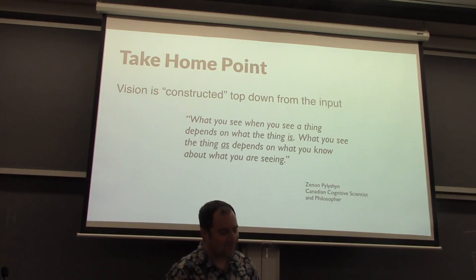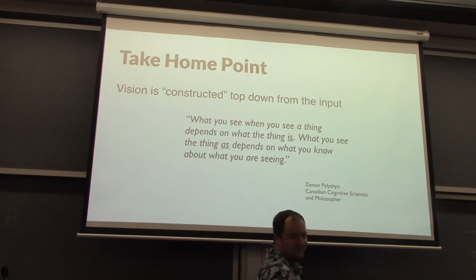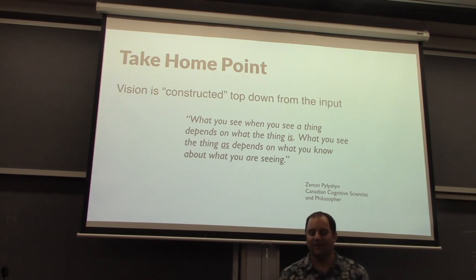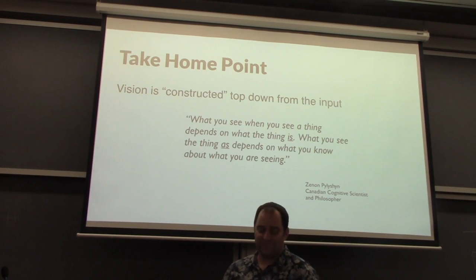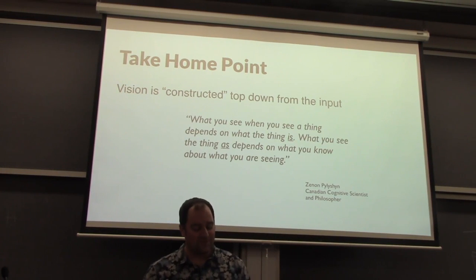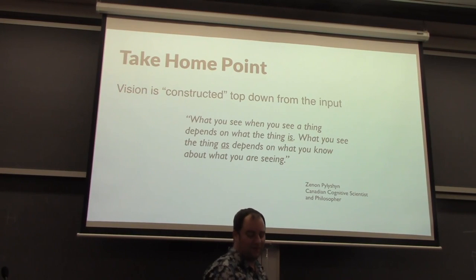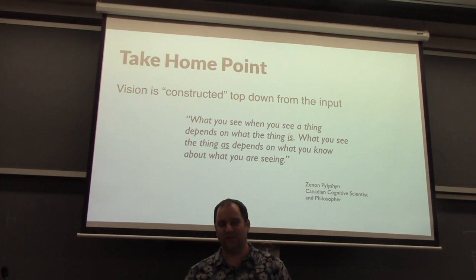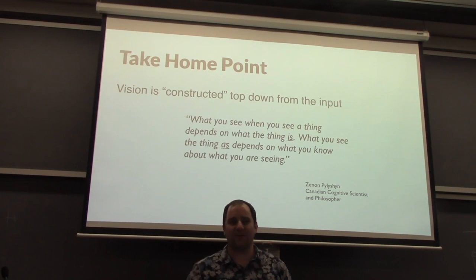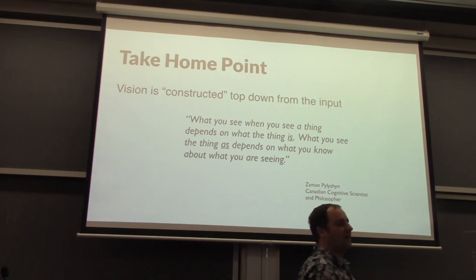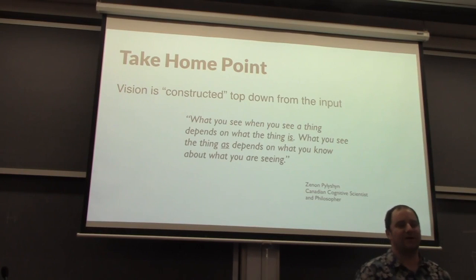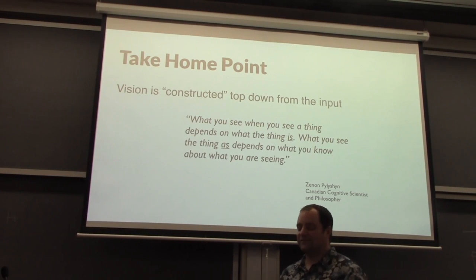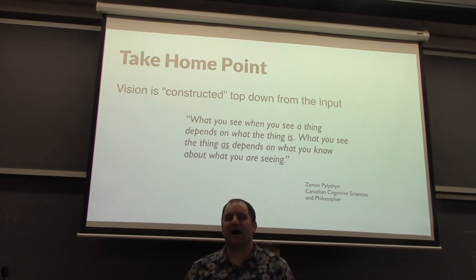So why am I showing you this? The take-home point here is that vision is constructed top down from the input. What you see when you see a thing depends on what the thing is. What you see the thing as depends on what you know about what you're seeing. So our perception is not independent of our understanding of the world. We have these priors, these assumptions that we rely on to make inferences, and you'll see many other examples in this lecture.